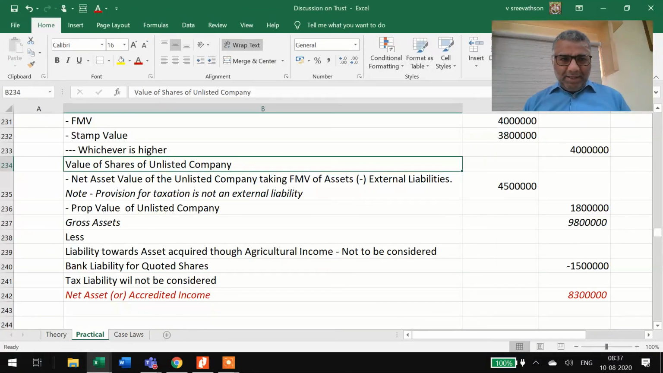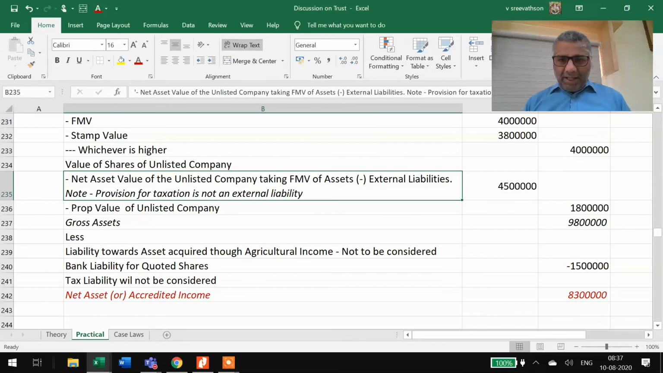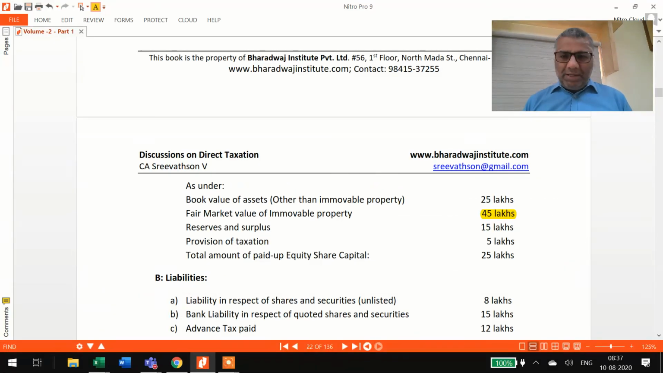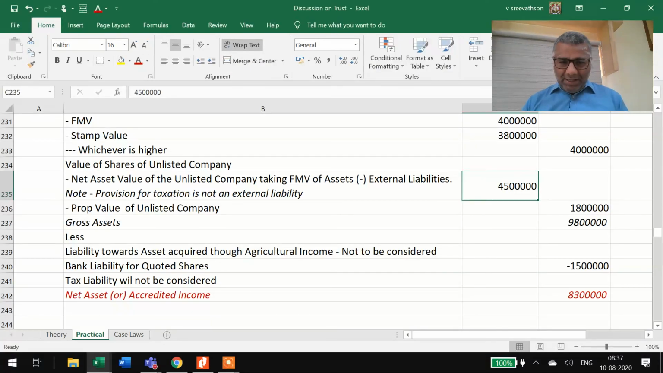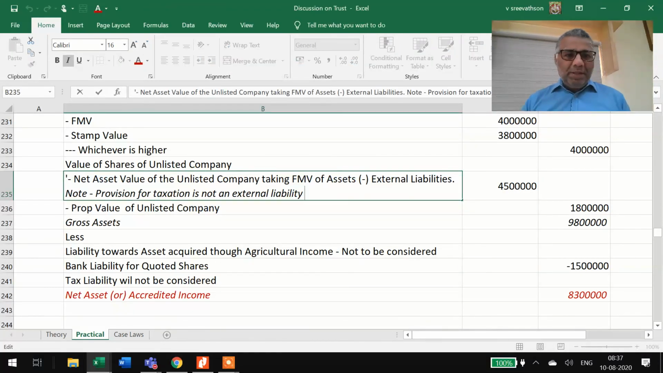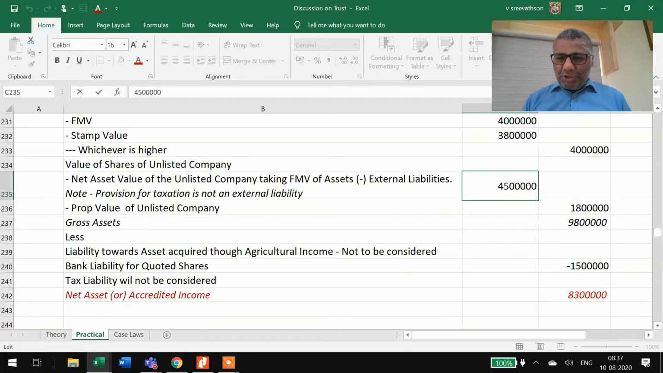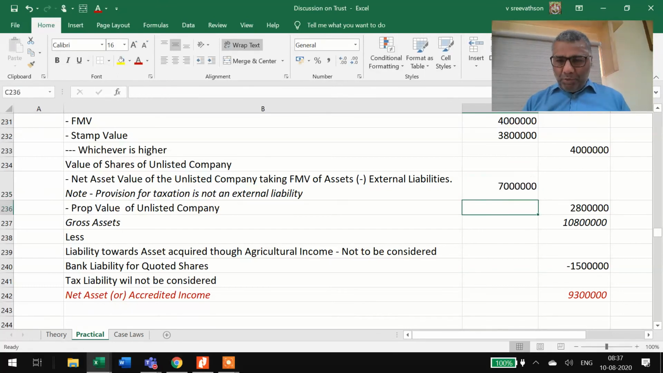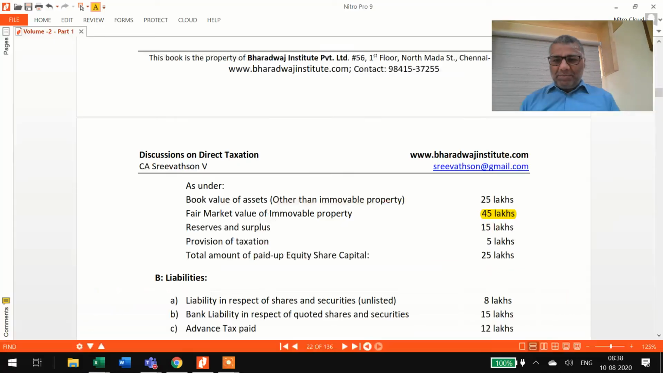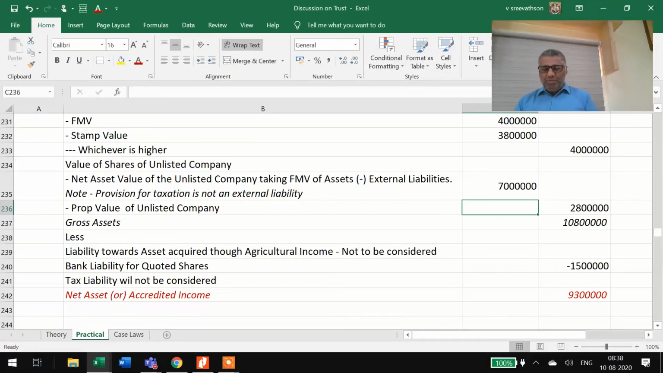Friends, he is right, friends. I should have taken 45 plus 25, my dear friends. I didn't read it properly. Net value of taking FMV of assets minus external liability. I should have taken 45. I read both as immovable property. I'm very sorry. I thought they have given book value and FMV. So it should be 70 lakhs, my dear friends. It should be 45 plus 25.